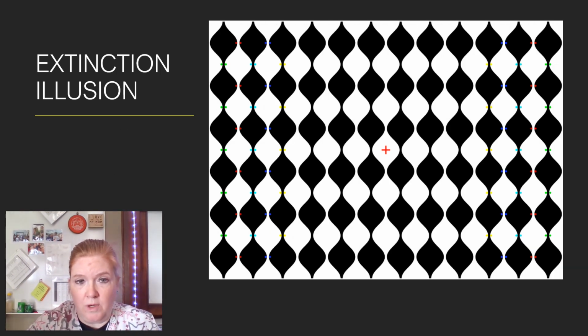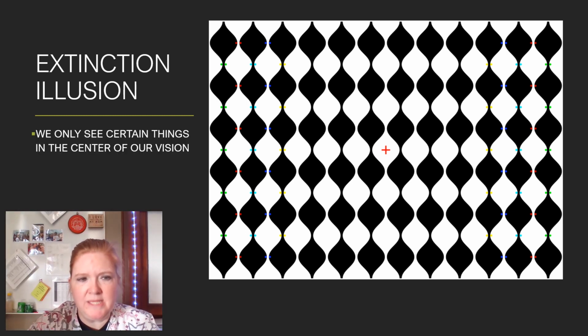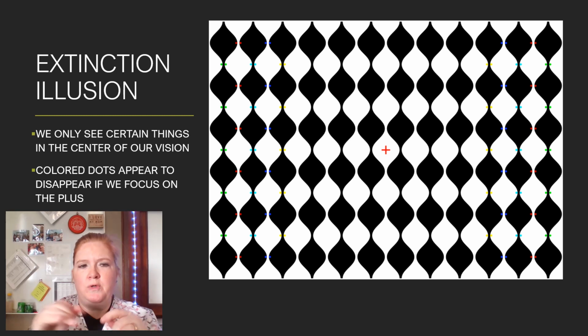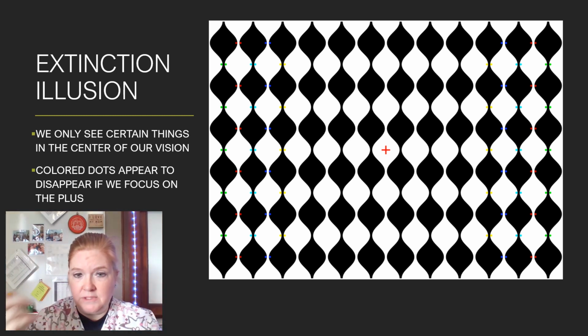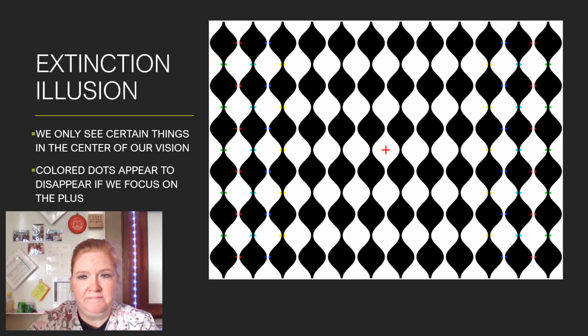All right, for this one, look at the center, at the plus sign. So there are some colored dots around the picture, around the outside. If we focus on that center plus sign, they kind of seem to disappear. All right, let's try another one.